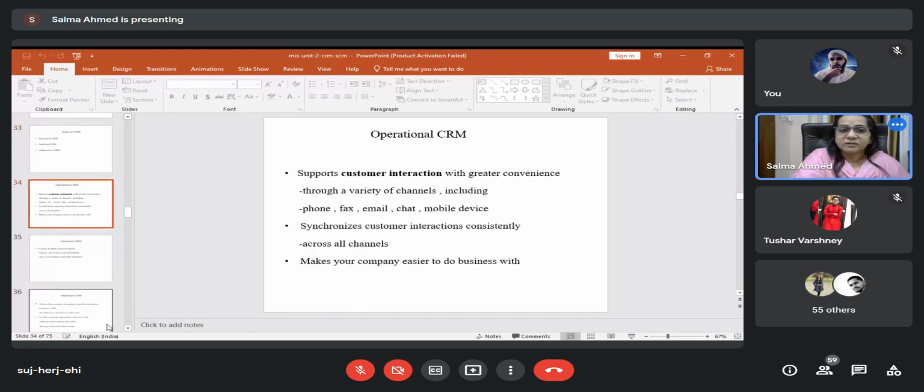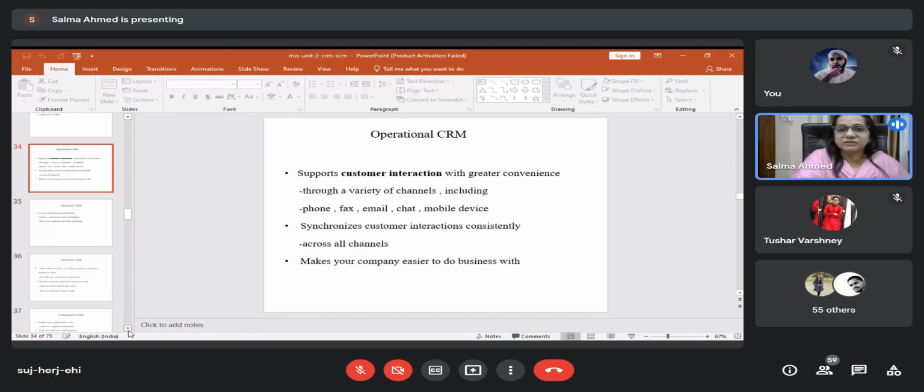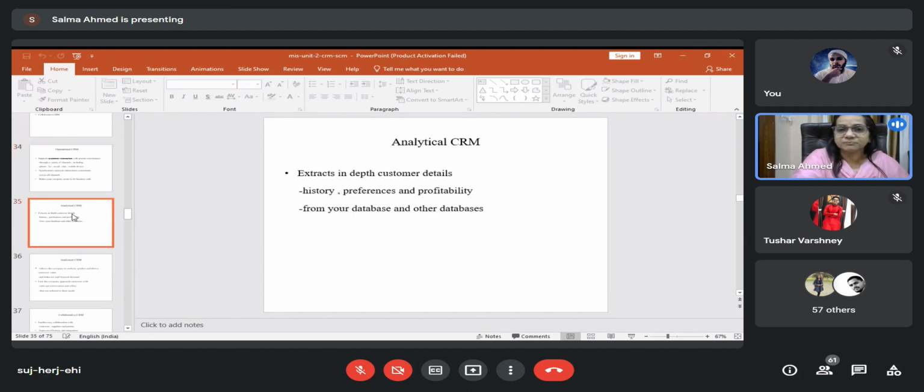Under operational CRM, we support customer interaction with greater convenience through the different channels. It could be phone, fax, email, chat, mobile, any channel where we try to interact with the customer, and we try to get a holistic view of the customer, or what we call a 360-degree appraisal of the customer. Wherever there is a contact point, it synchronizes customer interactions consistently across all channels and makes your company easier to do business with.